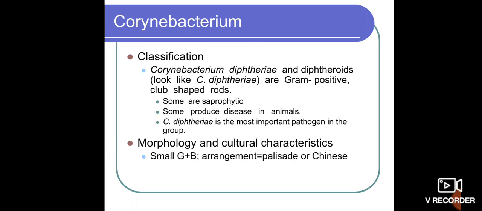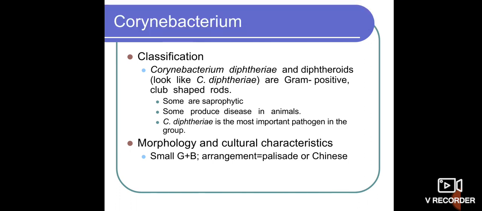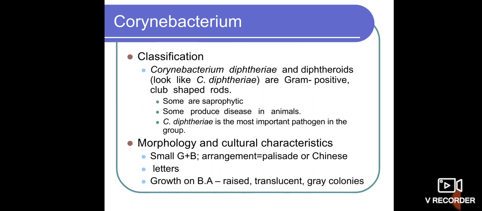In today's lecture we want to discuss classification, morphology, and some toxic substances which are produced by the Corynebacterium. So first we'll discuss the classification. Corynebacterium diphtheriae can be classified as a saprophyte and a diseased one. Generally they produce three types of disease: gravis, mitis and intermediate type, in which the gravis type is highly pathogenic.